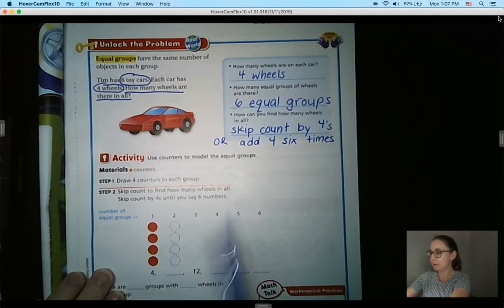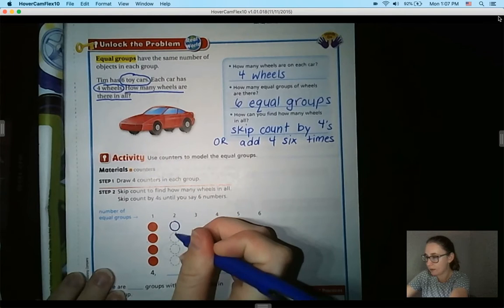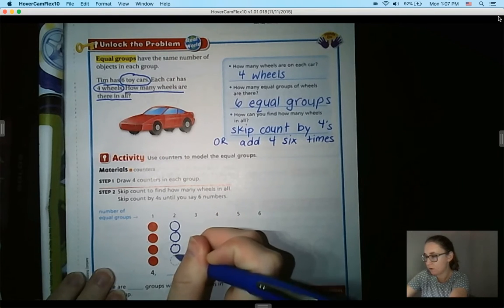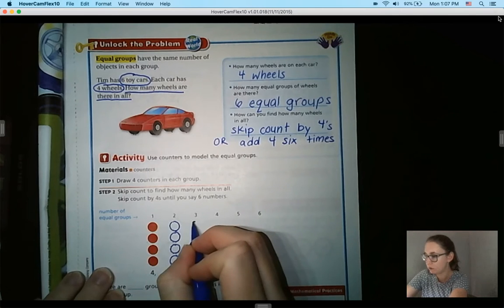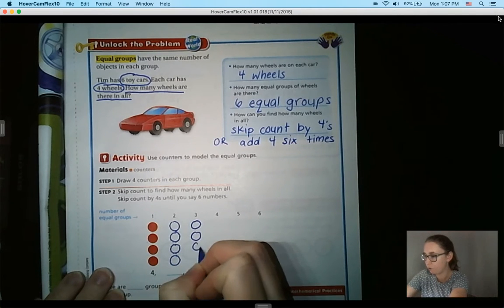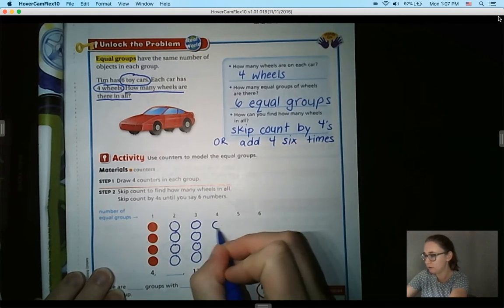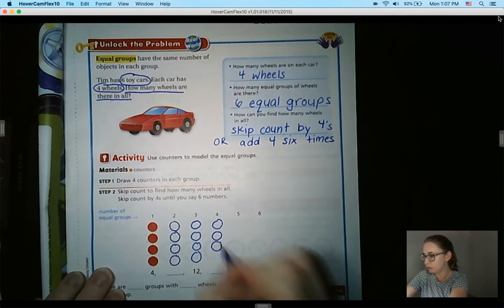So I'm going to draw my 4 wheels in each car. So that was 2. Now do 4 with the 3, 4 wheels.